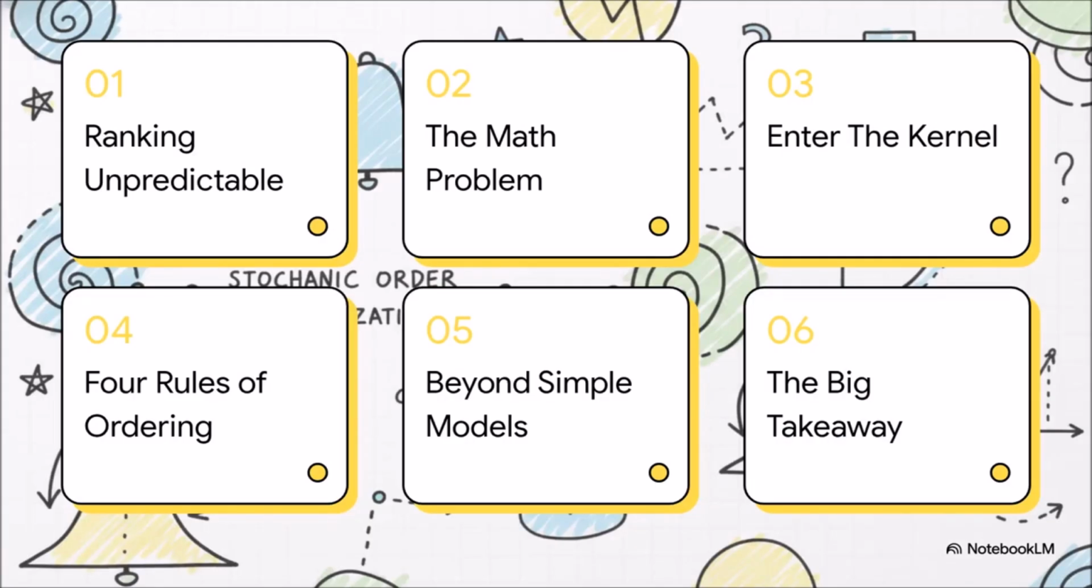Here is our roadmap for today's explainer. Section 1 is ranking the unpredictable. Section 2 covers the math problem. Section 3 is enter the kernel. Section 4 details the 4 rules of ordering. Section 5 explores beyond simple models. And finally, Section 6 is the big takeaway.